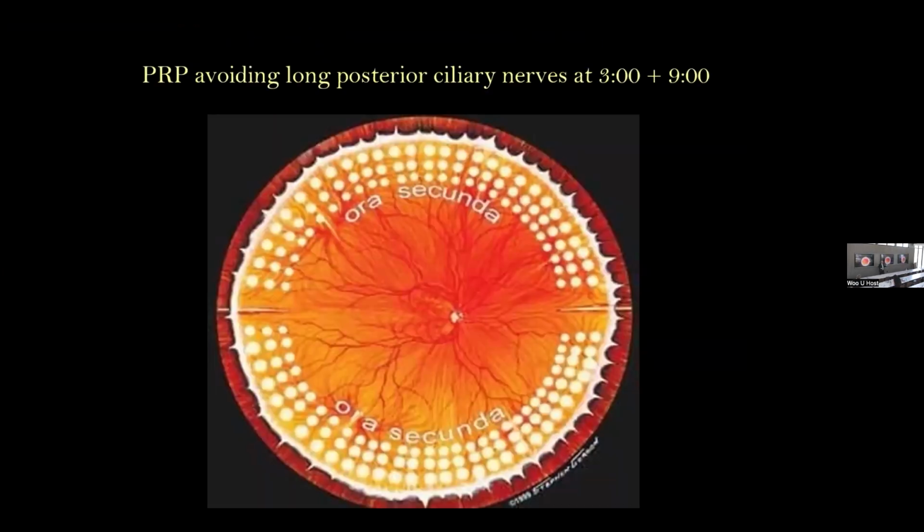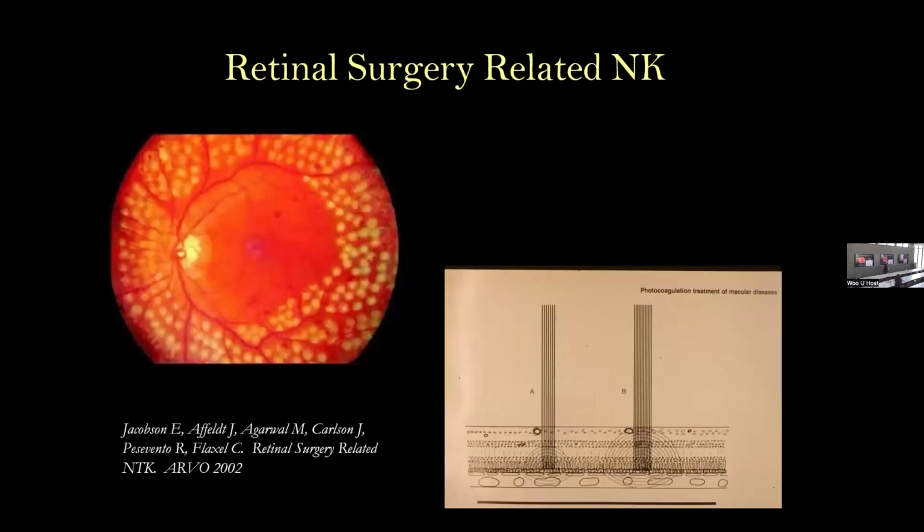Retina surgery, pan-retinal photocoagulation. It's advised that you not laser the 3 and 9 o'clock meridians. Why is that? The laser energy, which is targeting the RPE, heats and fries the RPE, but that nerve runs right underneath. And the heat energy is transmitted not only anteriorly, but posteriorly, and will burn the nerve. And that's how you can get, with pan-retinal photocoagulation, NK.